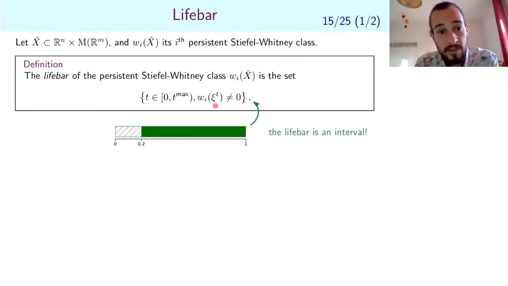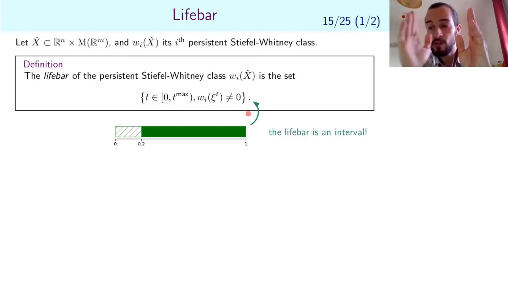So it is a subset of the interval 0 to T max, and it happens that this set is a bar, an interval. That means that if your Stiefel-Whitney class is non-zero at some point in the filtration, it will be non-zero until the end of the filtration.